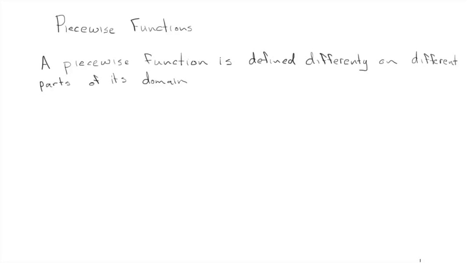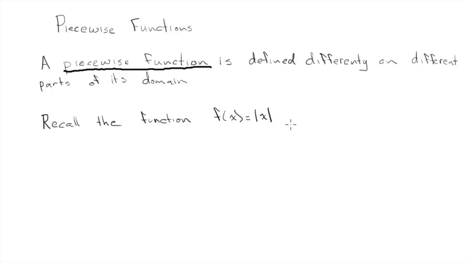In this video, we're going to talk about piecewise functions. A piecewise function is a function which is defined differently on different parts of its domain. We've actually already seen an example of this. Recall the absolute value function, f at x equals absolute value of x.